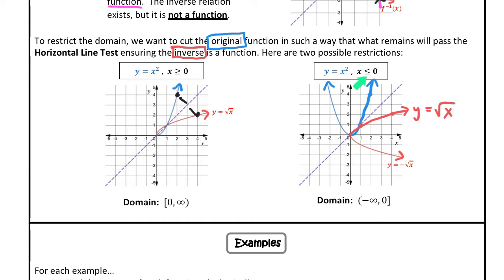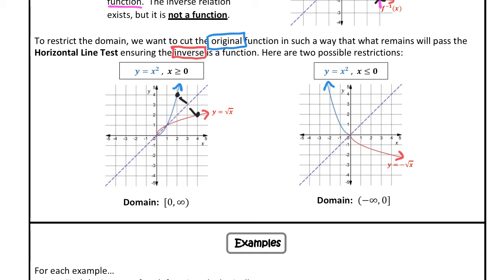And remember, we talked about when we're restricting the domain, if it says less than, we're going to choose the negative one. And so that leaves us with restricting the domain in such a way that we're only looking at x values that are 0 and less. So only the negative x values, so only the left side of this graph. So here it's x greater than 0, it's the right half of the blue graph. Here it's x less than 0, it's the left half of the blue.